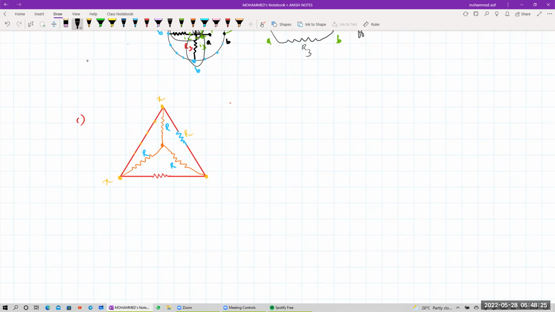Let us take the center as point A, and this as B. Now we need the effective resistance across A and B. What is R across A and B? So what I'll do is, first I'll write A outside, and here I'll write B. Now see very carefully, between A and B there is a resistance. Again, between A and B there is a resistance. So I'm writing that resistance here like this.